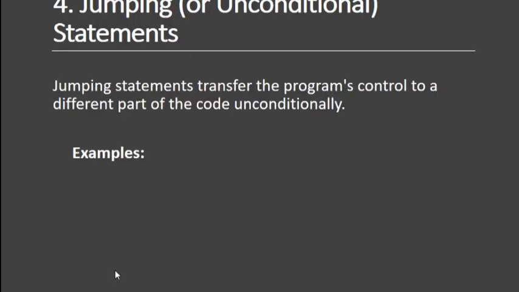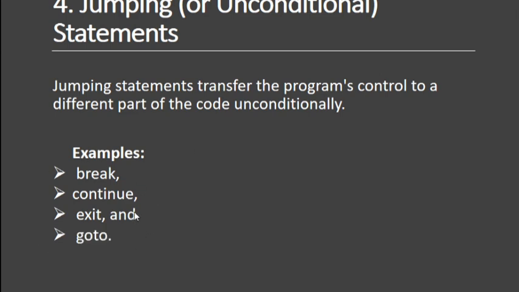Next, jumping or unconditional statements. Jumping statements transfer the program's control to a different part of the code unconditionally. Break, continue, exit, and goto. For these, I'm not going to mention a condition. Wherever I write a break, continue, exit, or goto, it automatically changes the execution of the program. Control changes from one part of the code to another without any condition. So no need to mention a condition here.